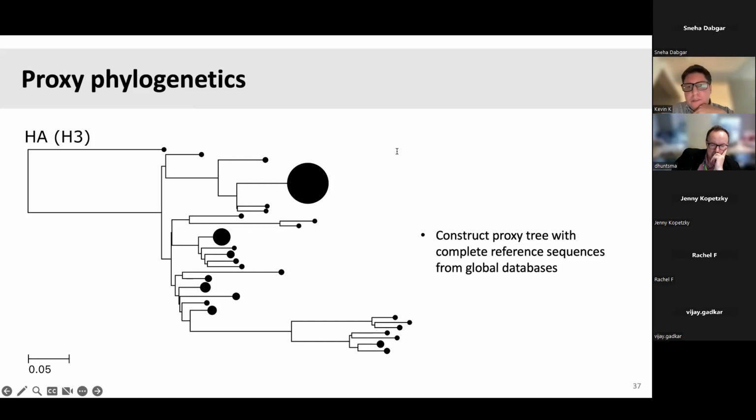So the first step of the proxy phylogenetic method is that we build a phylogenetic tree using full-length complete reference sequences from a global database. So the tree on this slide here represents 608 avian origin H3 sequences that were collected globally over the past 3 years. And clades of highly similar sequences have been collapsed down into single branches, single lineages on this tree.